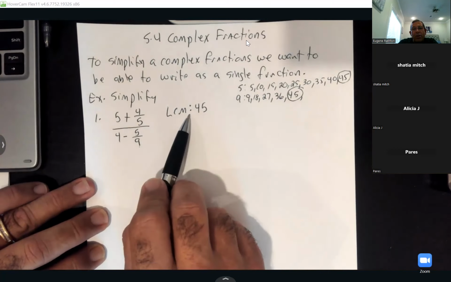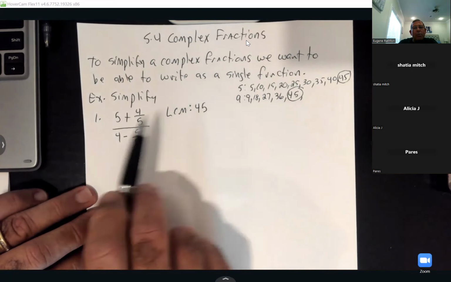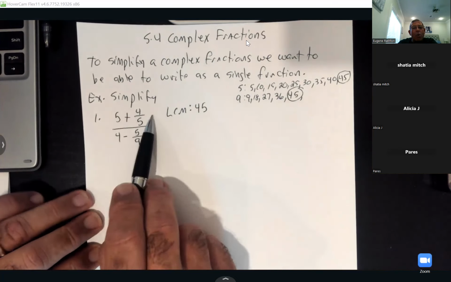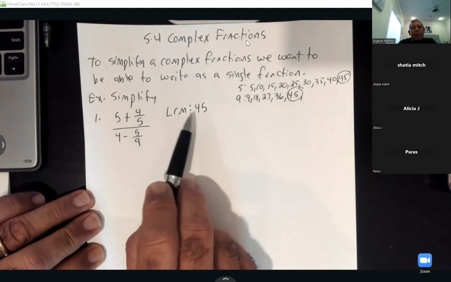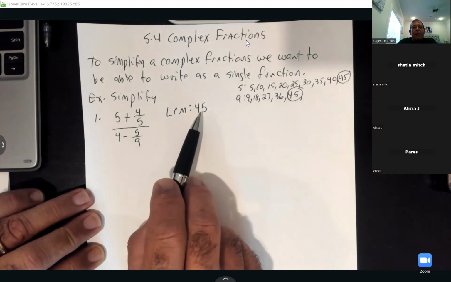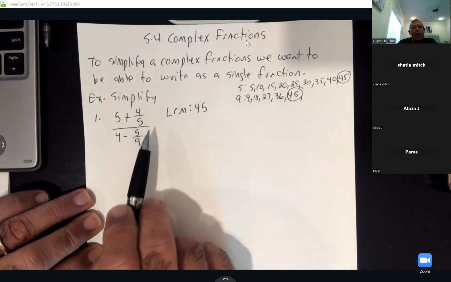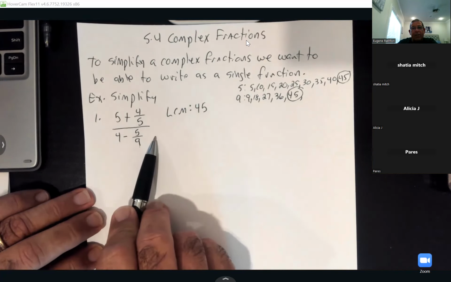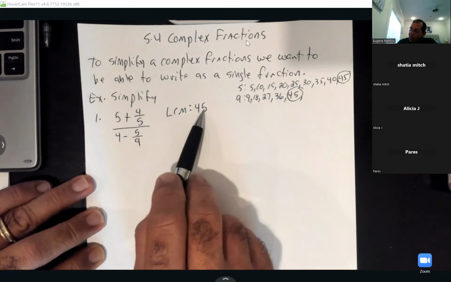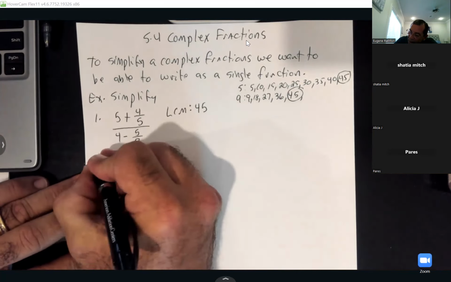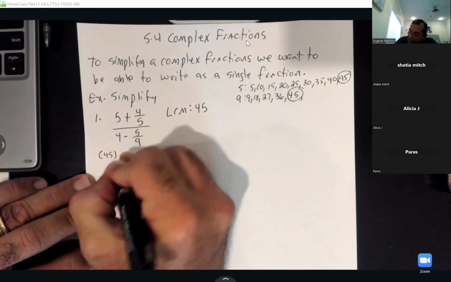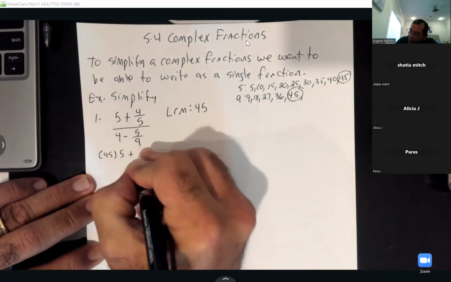So what you're going to do with this least common multiple, we're going to multiply all 4 parts of this fraction by 45. Remember, what you do to the top of a fraction, you got to do to the bottom of the fraction. So I'm going to come down and multiply 45 times all parts of this fraction.